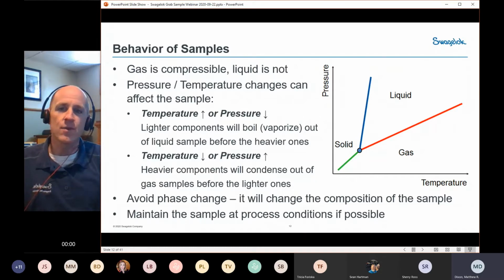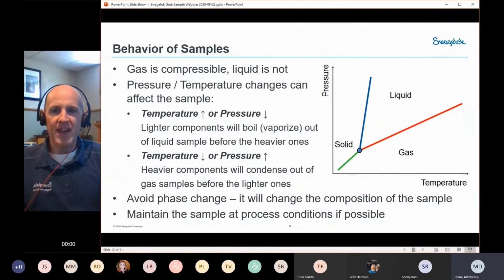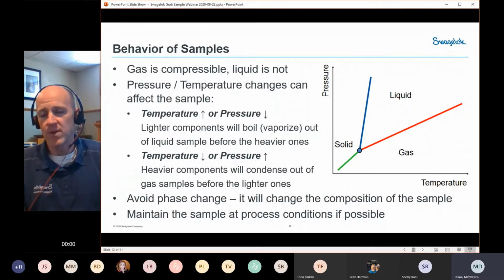And we really do need to avoid those phase changes. If that phase change happens in the sample container, it's probably not the end of the world. We can probably get it back to where it was, or pretty close. But if that phase change happens in a moving transport line, it's done. You've lost the purity or the representativeness of that sample, and you can really never get it back. So you really need to pay attention to those things when we're looking at our sampling system design.